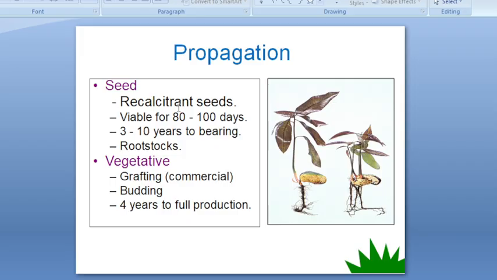So only 80 to 100 days we can store this. It will take more duration for producing the economic yield. That is one disadvantage. But this can be used for development of rootstock. The seed propagation is advantageous for development of the rootstock. Grafting is the commercial method.